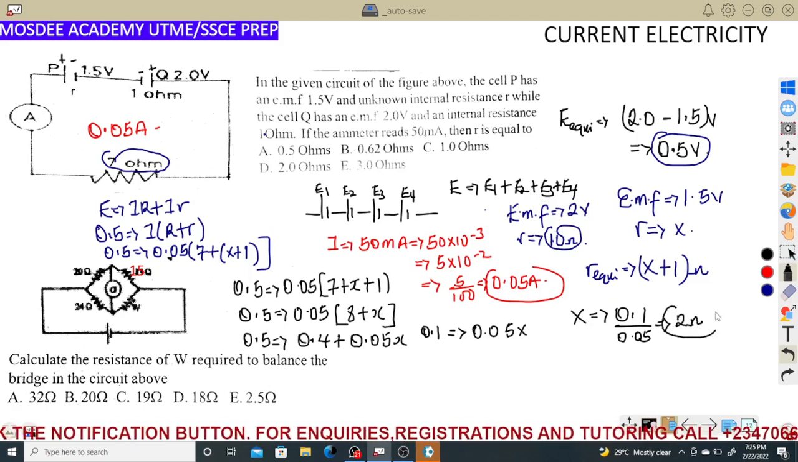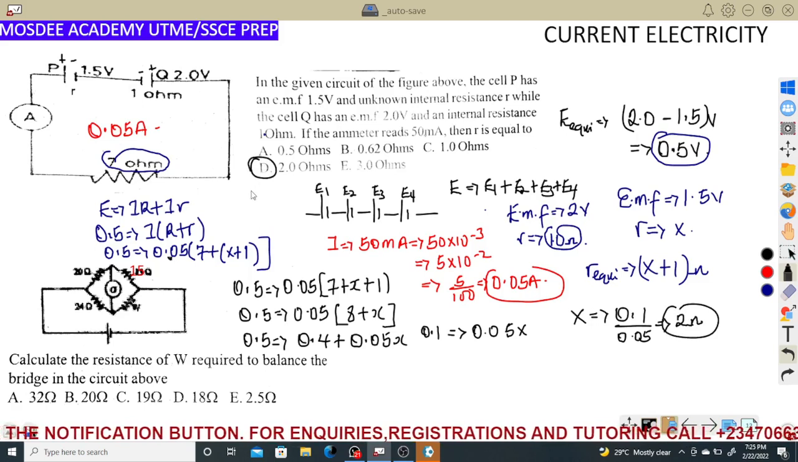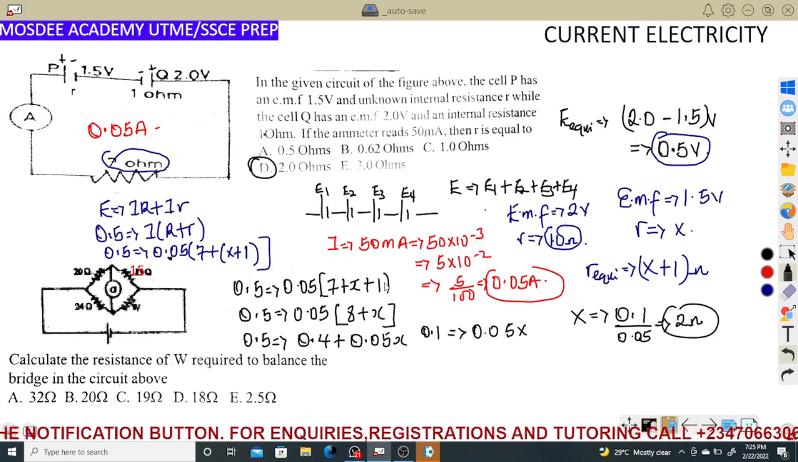No calculator is allowed in the exam. So that is true, and that tallies with option D. I have only solved this question with the knowledge of what? The battery, which we have talked about.